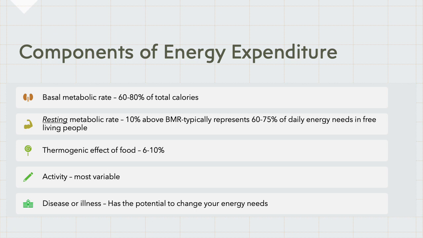Your resting metabolic rate is 10% above your basal metabolic rate. So you're awake and there's some movement, but no food or activity involved, and this typically represents 60 to 75% of the total energy expenditure, or TEE, which is your daily energy needs in free living people. The thermogenic effect of food, which is the energy needed for digestion and absorption, accounts for about 6 to 10% of your total energy expenditure. And all energy needs are based on the amount of physical activity or the effect of disease or illness or both.